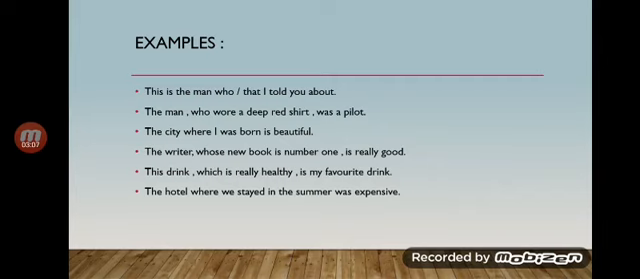Okay, it makes sense. Now we will come to the last example in this list. The hotel where we stayed in the summer was expensive. No commas. Okay, it gives you essential, important information. In this case, you can say that this one is a defining relative clause.